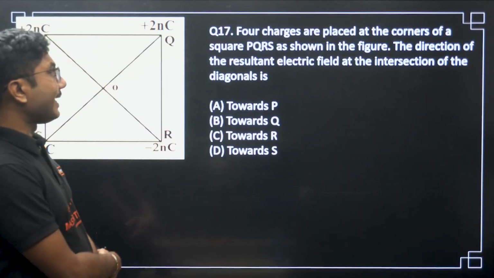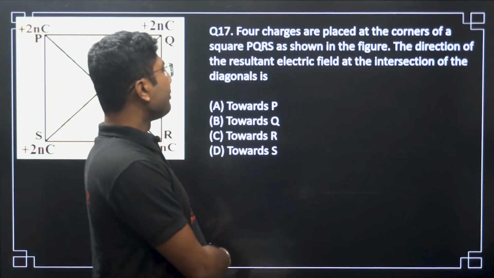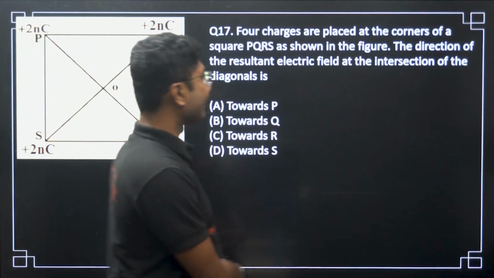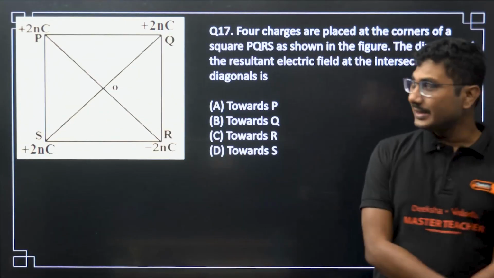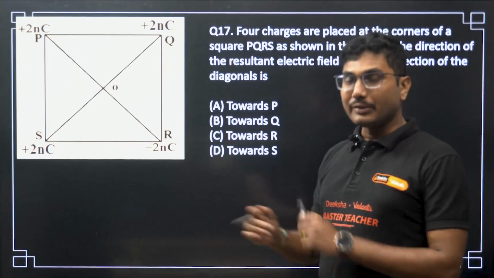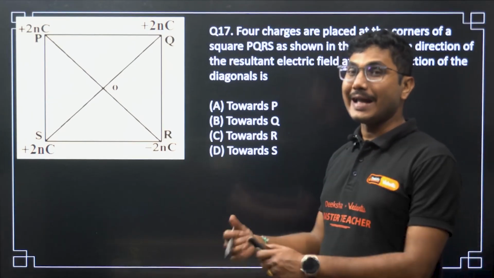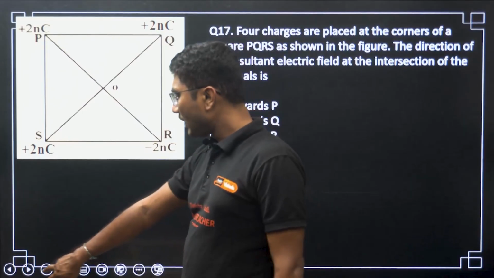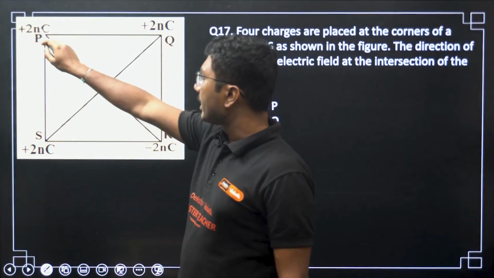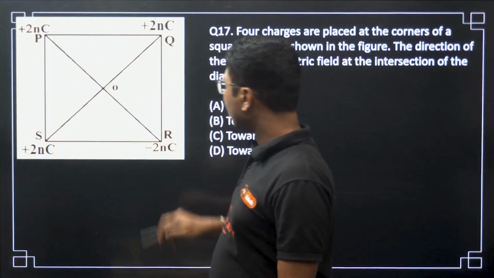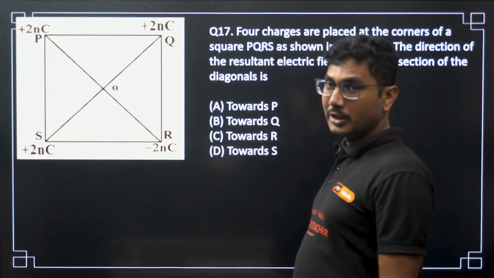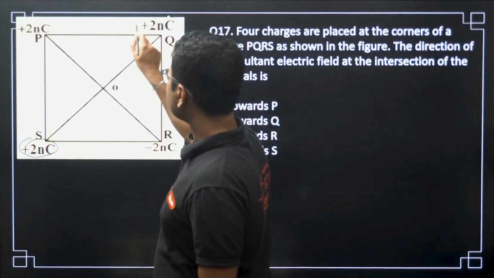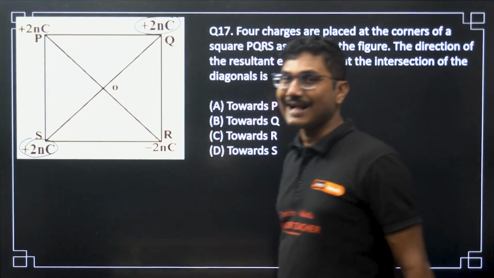Four charges are placed at the corners of square PQRS as shown in the figure. The direction of the resultant electric field at the intersection of the diagonals is. So here you don't need to calculate the electric field, but you need to find the direction of the electric field, which is very important to understand. What are all the charges given here? Plus 2, plus 2, plus 2, and only 1 minus. Three of them are plus, only 1 is minus. Now this is a plus charge, this is also a plus charge. So diagonally opposite plus charges cancel each other.